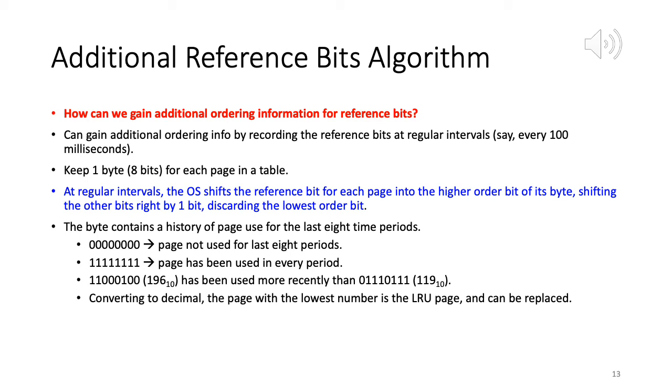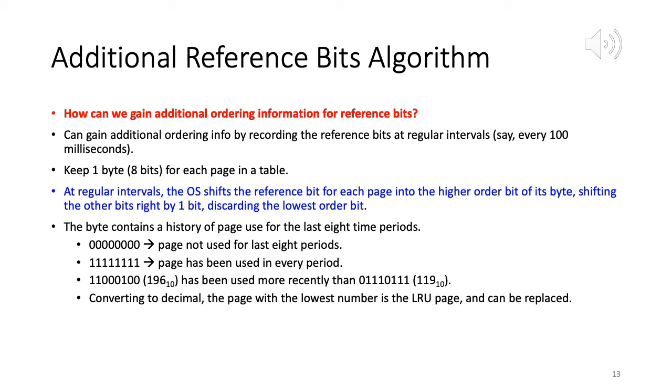So we can define that, let's say every 100 milliseconds we record the reference bits. So we keep 8 bits for each page in a page table, perhaps in the page table if we have bits left over, or in a separate table with a pointer to that. What we do is at regular intervals, the OS shifts the reference bit for each page into the higher order bit of its byte, shifting the other bits right by 1 bit, discarding the lowest order bit.